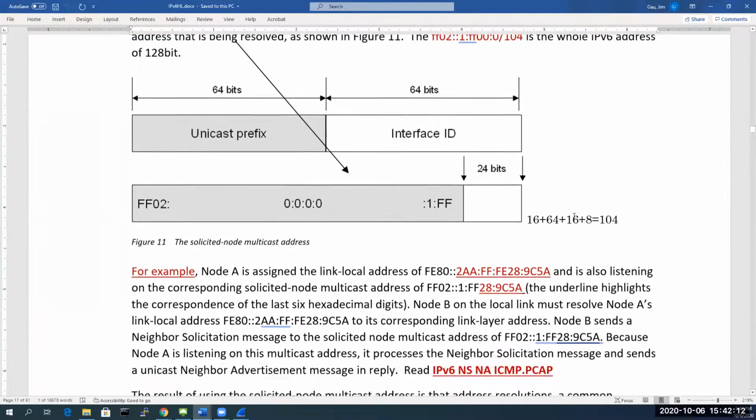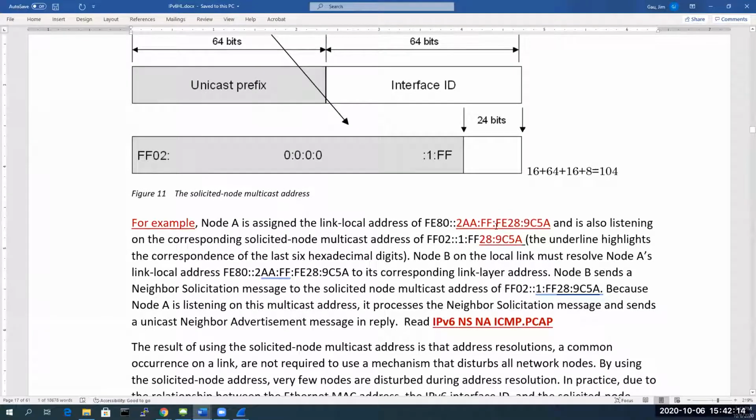So let's take a look at it. Let's say this is the address of our local host. The last 24 bits will be this 16-bit, plus the 8, so that's 24-bit. It should go from here all the way to here, where I stop at the 2. So this is 24-bit, and therefore your multicast address will be ff02::1:ff.